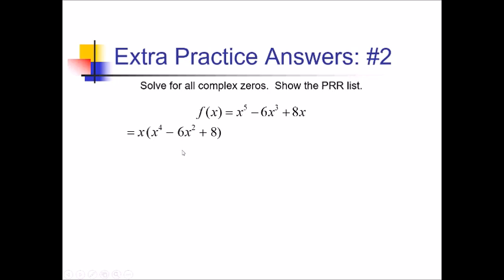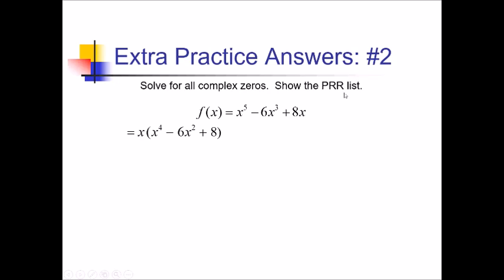And if you're paying close attention here, you might notice that the stuff inside is in quadratic form. We could actually factor this into x squared minus 2 and x squared minus 4. And that would make this a much faster problem. But if you didn't realize that, that's okay. They said to show the PRR list anyway, so we need to do that to satisfy the problem.